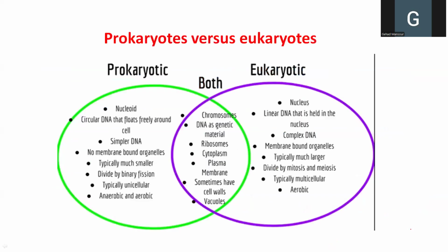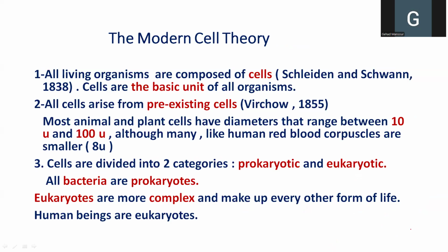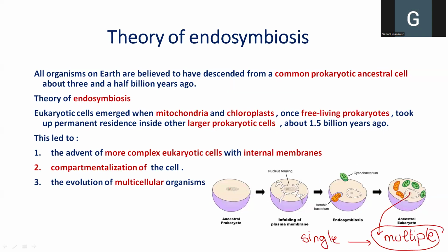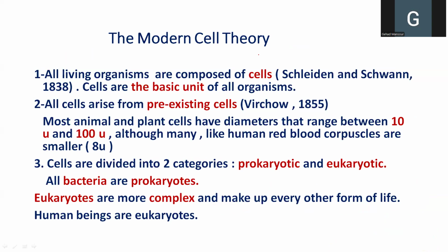And now we are going to talk about the modern cell theory. Of course, the evidence is not written here. It's written elsewhere. But please note that you have to know these pieces of evidence that support the theory of endosymbiosis that we have just explained. This is very important. And now we come to the modern cell theory.